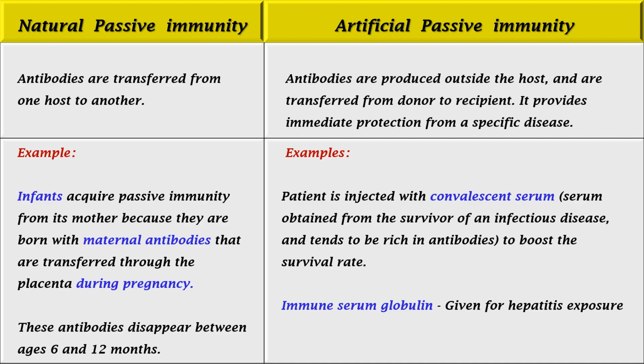In artificial passive immunity, antibodies are produced outside the host and are transferred from donor to recipient. It provides immediate protection from a specific disease. For example, a patient is injected with convalescent serum to boost the survival rate. Immune serum globulin is given for hepatitis exposure.